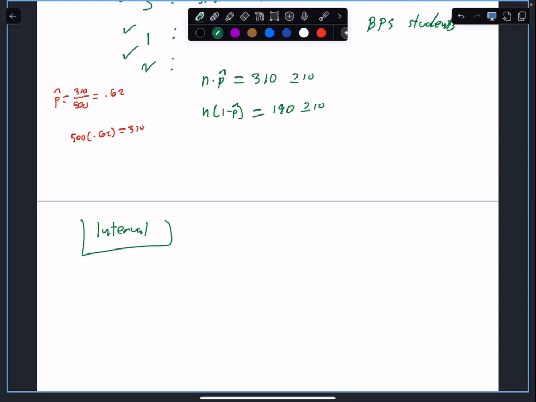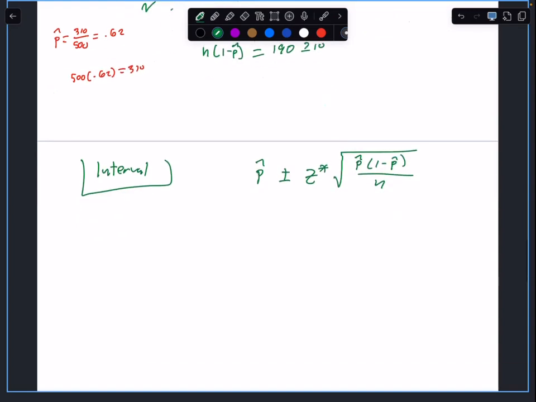Okay, and we noted that the interval is p hat plus or minus z star times the square root of p hat times 1 minus p hat over n. Now, here's the problem here. You do need to know what p hat is now. So, if you didn't find p hat before, you're going to have to find p hat now. I do know some students who just leave it as a fraction, and they'll leave it as 310 over 500. That's going to give you the most exact answer, but it's going to be important. So, what is p hat? Well, p hat is 310 over 500, which is 0.62.